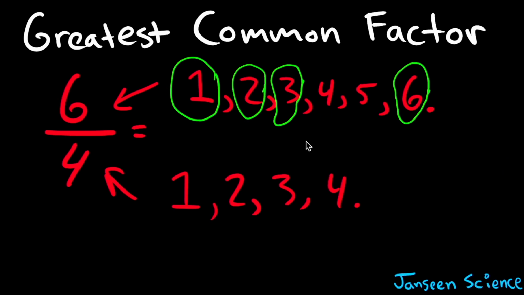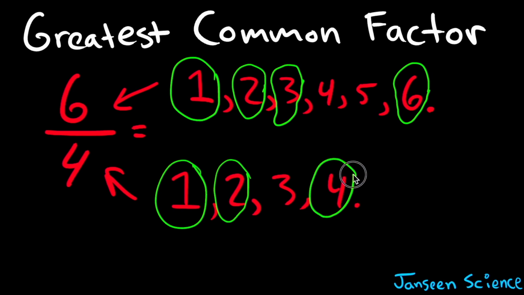Now, let's also do 4. So 4 divided by 1 is 4. That's good. 4 divided by 2 is 2. 4 divided by 3: 3 can fit into 4 once, but then you'll get a remainder. So 3 won't count. And then 4 divided by 4 is 1, so it does divide evenly. Now, these are factors. So 1, 2, 3, and 6 are factors of 6, and 1, 2, and 4 are factors of 4.